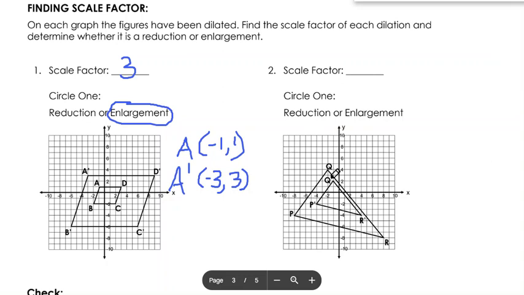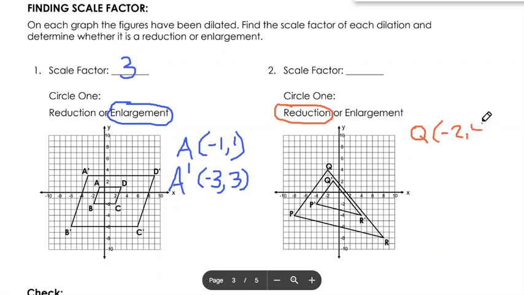Let's do the same thing. Is this getting bigger or smaller? I see I have P, Q, R, and I have P prime, Q prime, R prime. So the primes are inside of the original. That means this one is getting smaller. It's getting reduced, or a reduction. All right, so what is my scale factor? Well, I've got to do the same thing and figure out one of my points and then figure out its prime. Let's do Q. You can use any of the points, it doesn't matter. Q is at negative 2, 4.